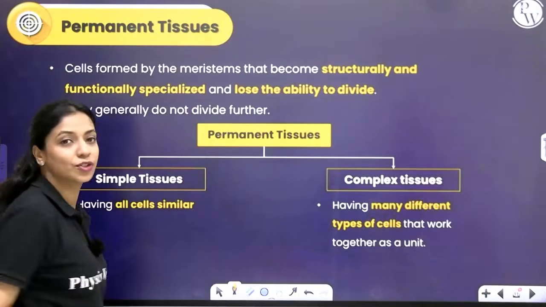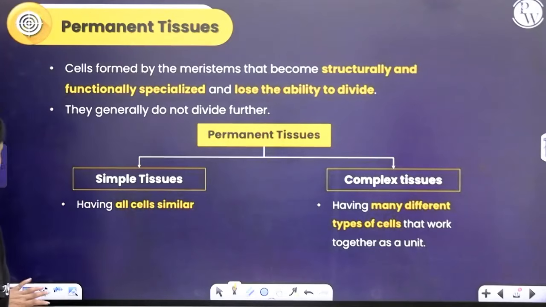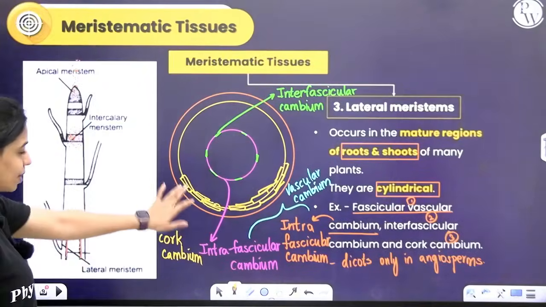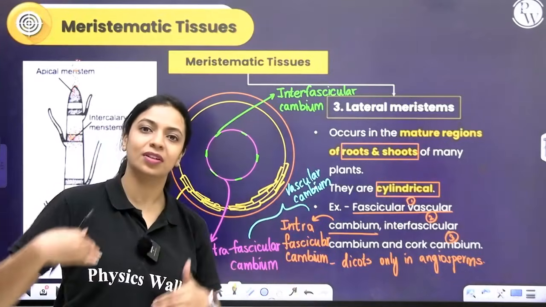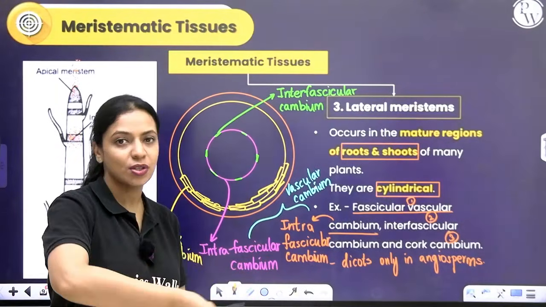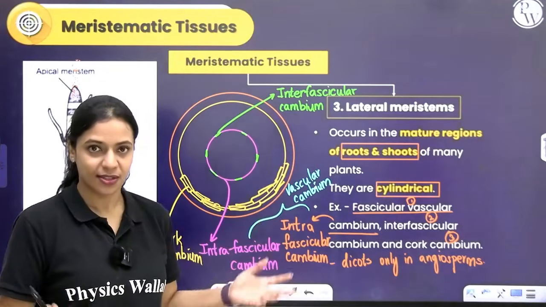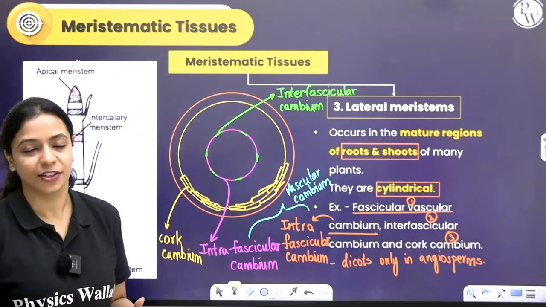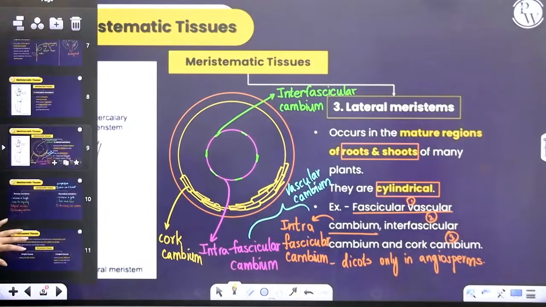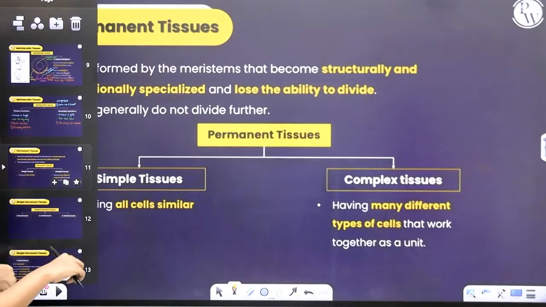Generally, these permanent tissues do not divide any further, but in rare cases, like I mentioned earlier, if this cambial ring has to form, this cork cambium has to form, that forms from the permanent tissue itself. Under such conditions, permanent tissues will give rise to meristematic tissues, but otherwise, in the majority of cases, you do not find permanent tissues gaining the ability to divide again. Okay, so in most cases they will stop dividing. Very rarely they can become meristematic again.